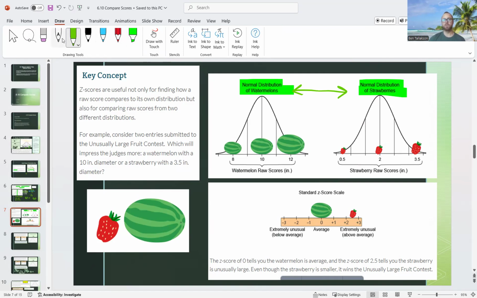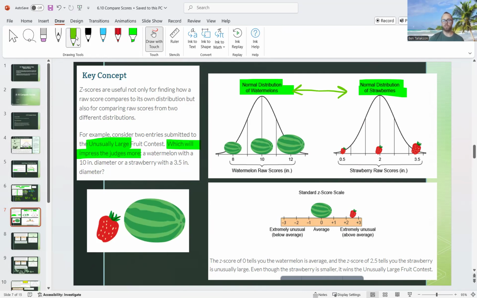Now, what we're going to do is compare these normal distributions to each other. That's the goal today. So an example would be to consider the two entries submitted to the unusually large fruit contest. Unusually large. So they're looking for exactly that. So the question is, which will impress the judges more at the unusually large fruit contest? A watermelon with a 10-inch diameter or a strawberry with a 3.5-inch diameter?